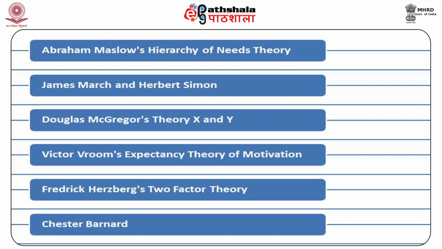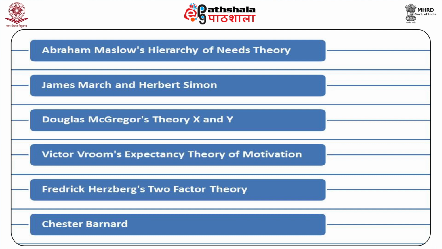These were the components of theory Y. Victor Vroom's expectancy theory of motivation is the next we would study. People will be motivated to reach a goal if they believe, number 1, in the worth of the goal, number 2, in the steps taken to reach that goal.